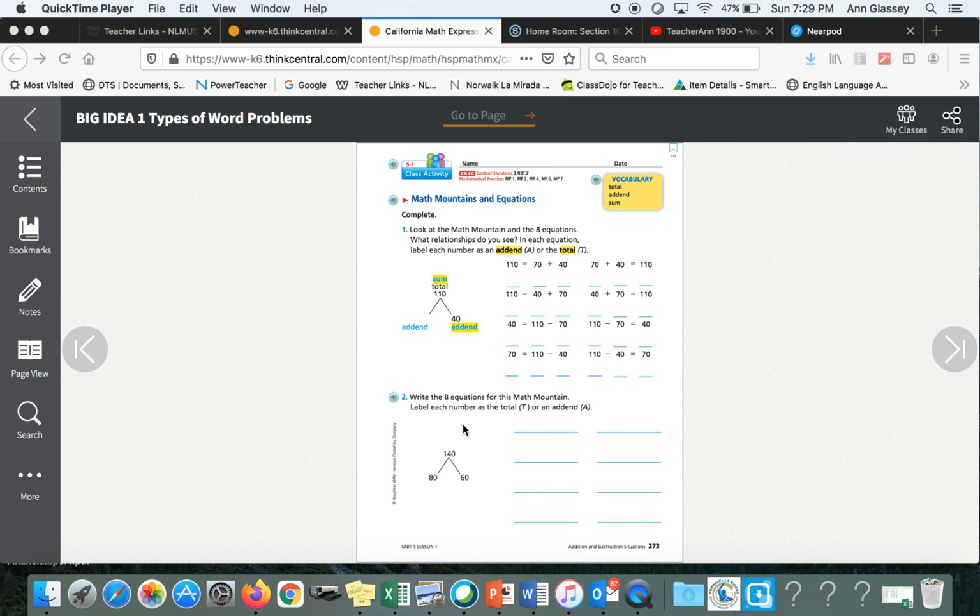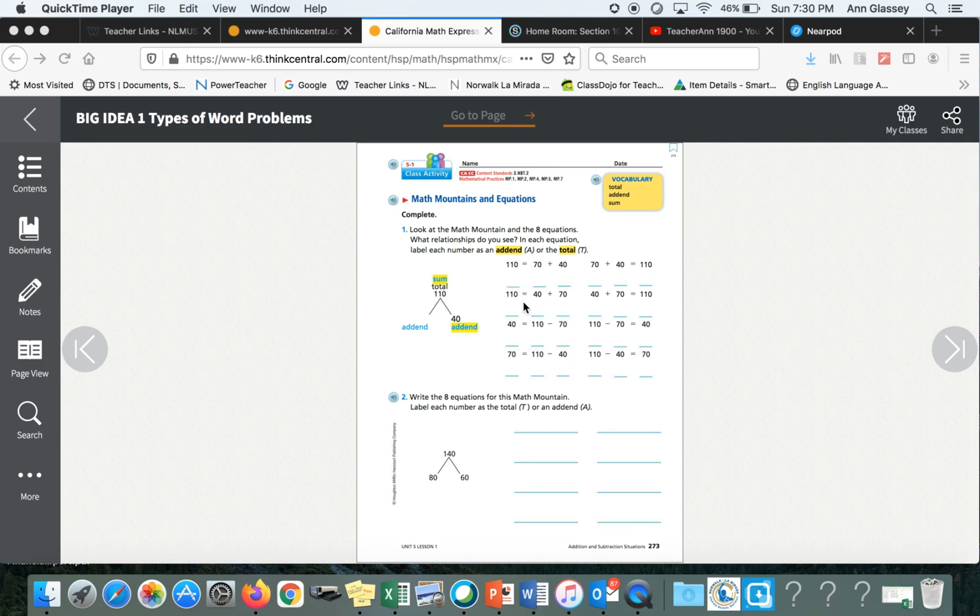Write the 8 equations for this math mountain. Label each number as the total or an addend. So you can see how they did it here. 110 equals 70 plus 40. So you'll write 140 equals 80 plus 60. Then they changed it around. They put the total at the end, so you do the same thing and put the total at the end.